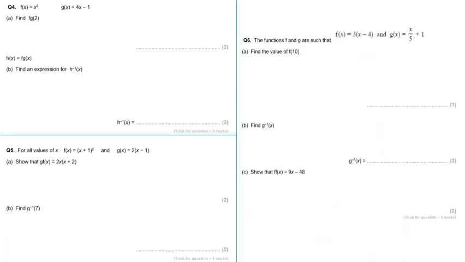So you should have had a try with these questions already. I'll talk you through them now. So f of g of 2. For this, we don't need to find the compound function in terms of x. The easiest way is to just substitute 2 into our function g, and then substitute that output into our function f.